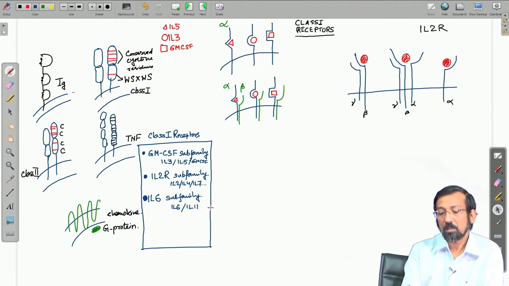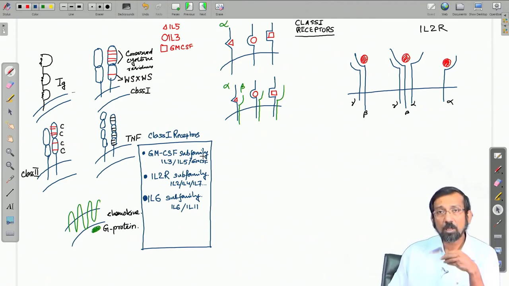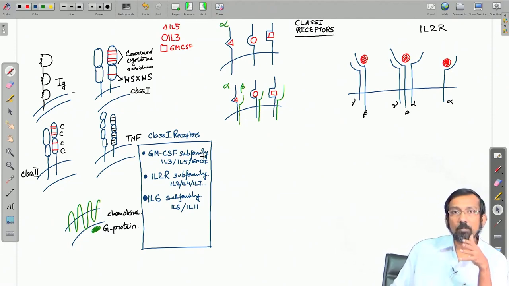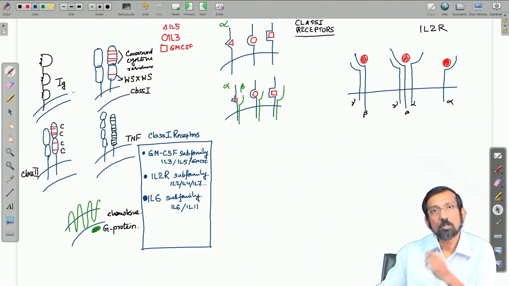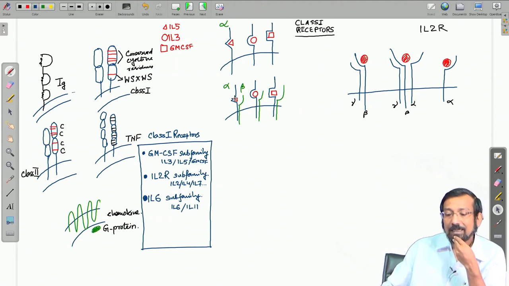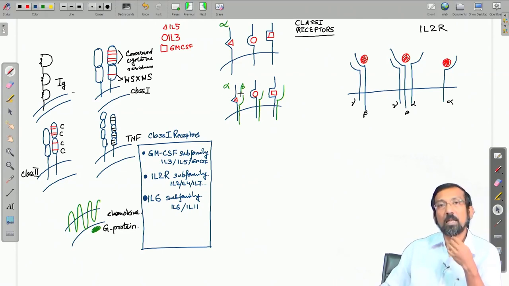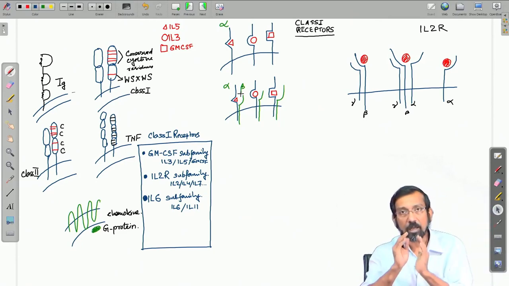Now, these receptors are usually characterized by the presence of more than one subunit. It is a multi-subunit receptor. If you look at the pictures that I have drawn in this section, you see that there are at least 2 different subunits, and we could call them the alpha subunit and the beta subunit.